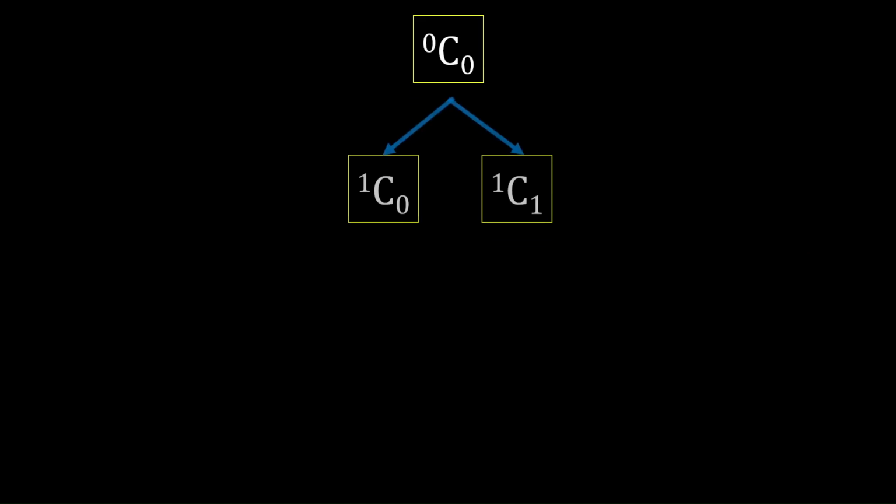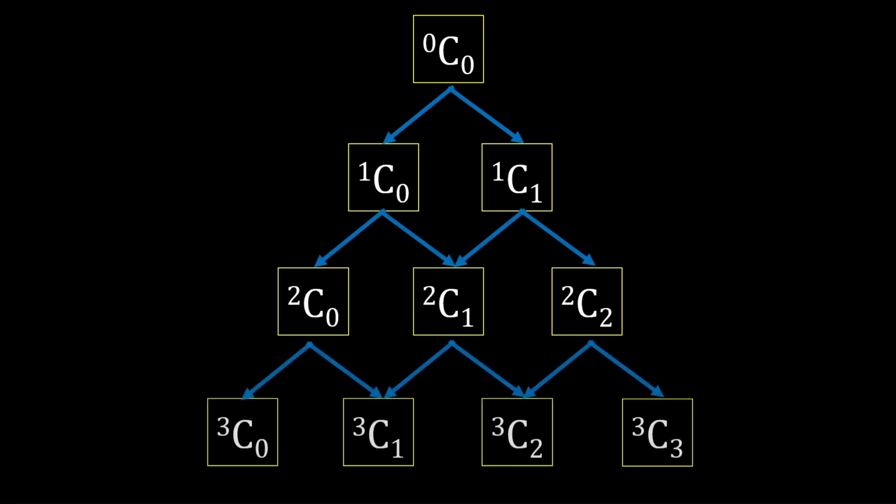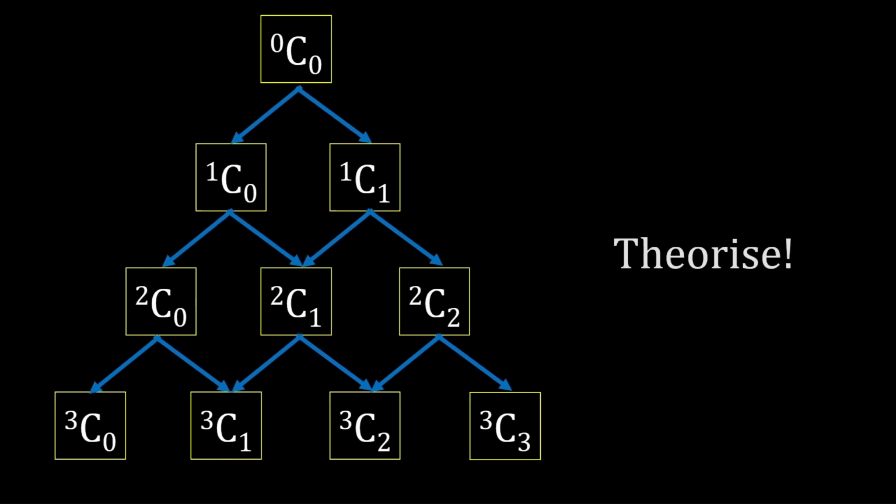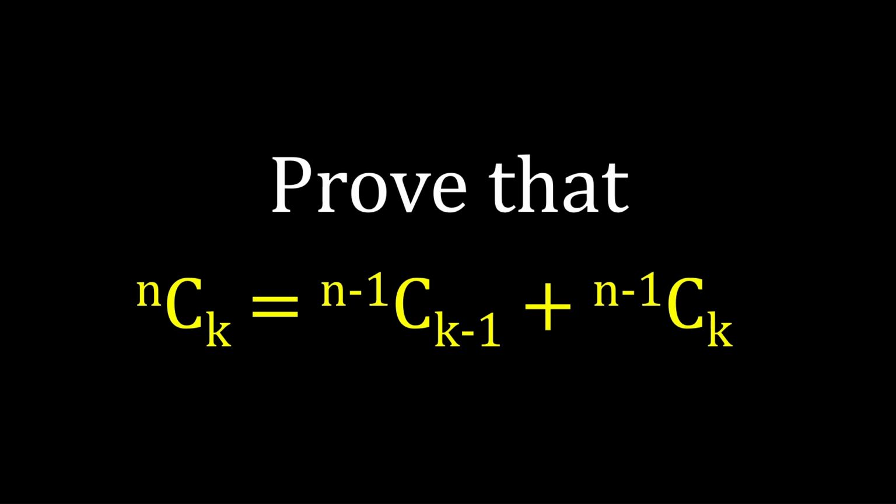Now, remember that our main goal here is to prove that a relation exists, or doesn't, between the layers of the Pascal's triangle. So, let's do what many mathematicians and scientists do to explain the phenomena. Theorize. Let's start with a statement. Prove that n choose k is equal to n minus 1 choose k minus 1 plus n minus 1 choose k. I know this looks complicated, but let me make this clear.